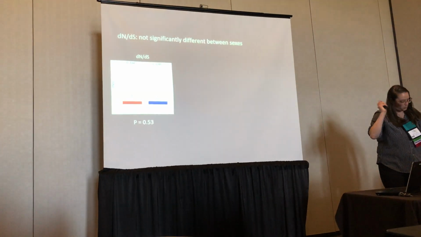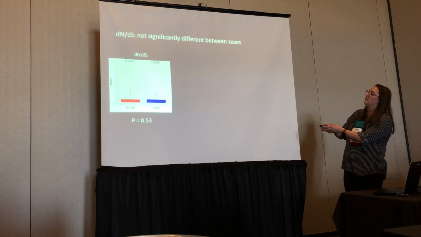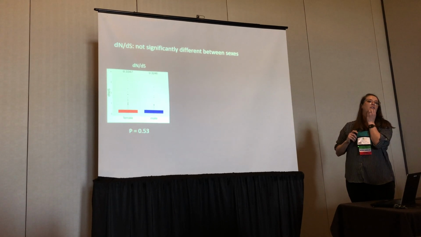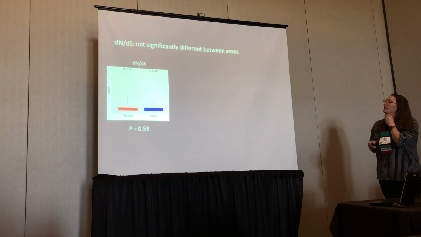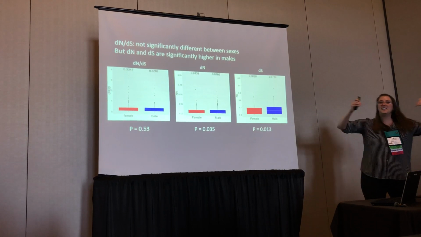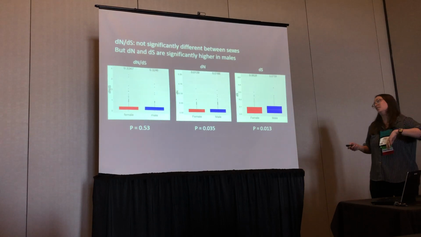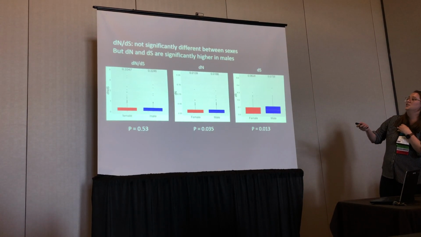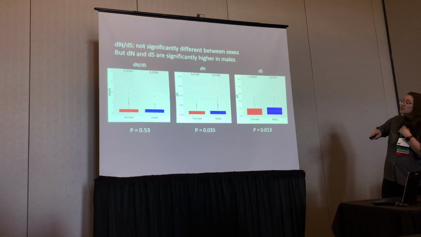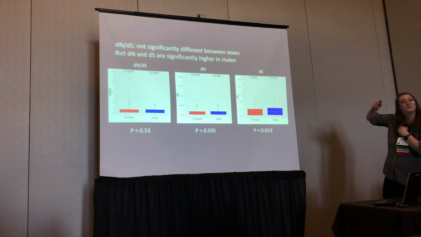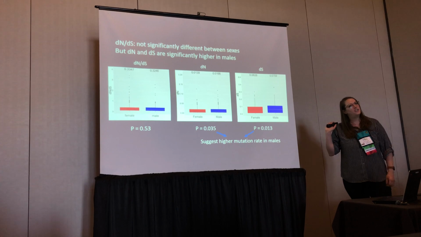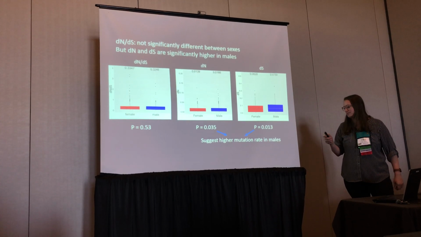Okay, so what we find is this dN/dS, that our females and males are not significantly different from each other in terms of dN/dS, which is interesting to us. But if we split dN and dS apart and we look at them separately, they are significantly different. So dN here, so our non-synonymous mutation rate, males are significantly higher than females, and in dS, males are also significantly higher than females, which to us suggests that the males are experiencing a higher mutation rate than females are.